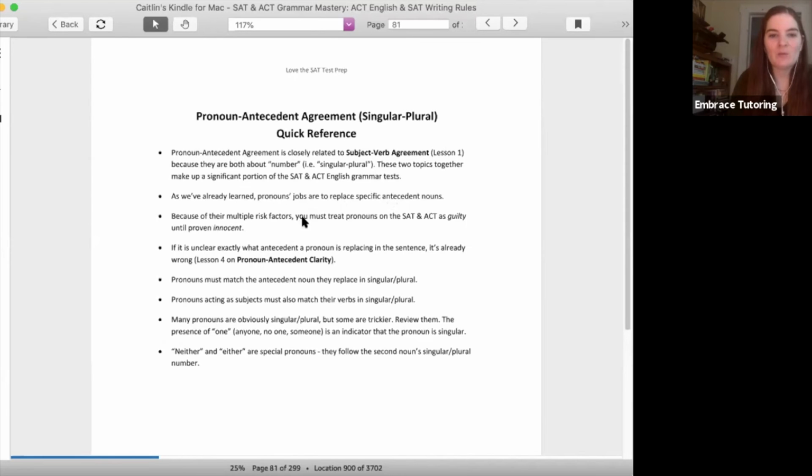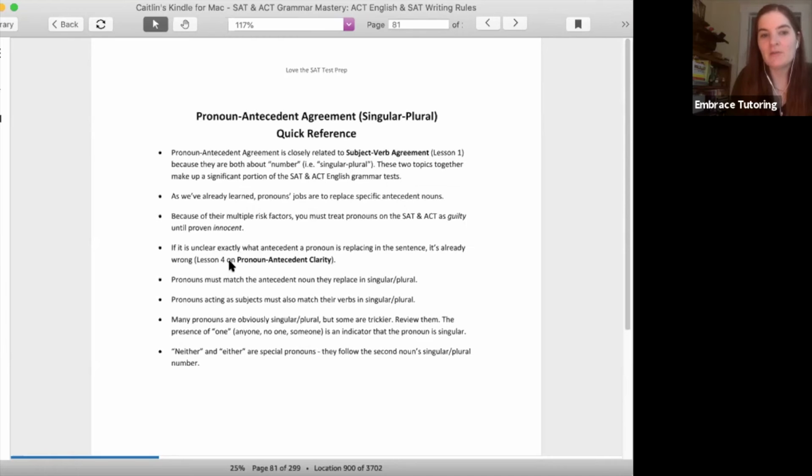So you basically want to treat any pronoun question with skepticism. You want to look at it critically anytime you see pronouns, because chances are they're going to be asking you some kind of pronoun-related question. Not always the case, but sometimes it might just be focused on subject-verb agreement, sometimes on parallelism, other times on another concept entirely. But chances are you always want to rule it out as a possibility.